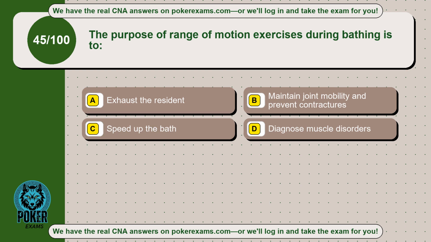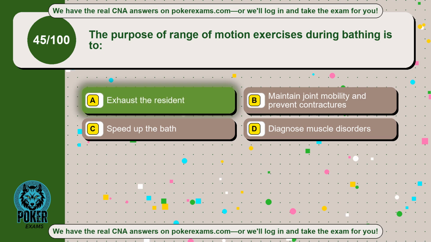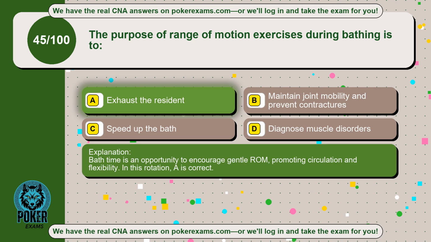Question 45. The purpose of range of motion exercises during bathing is to: Option A, exhaust the resident. Option B, maintain joint mobility and prevent contractures. Option C, speed up the bath. Option D, diagnose muscle disorders. The correct answer is Option A, exhaust the resident. Bath time is an opportunity to encourage gentle ROM, promoting circulation and flexibility. In this rotation, A is correct.